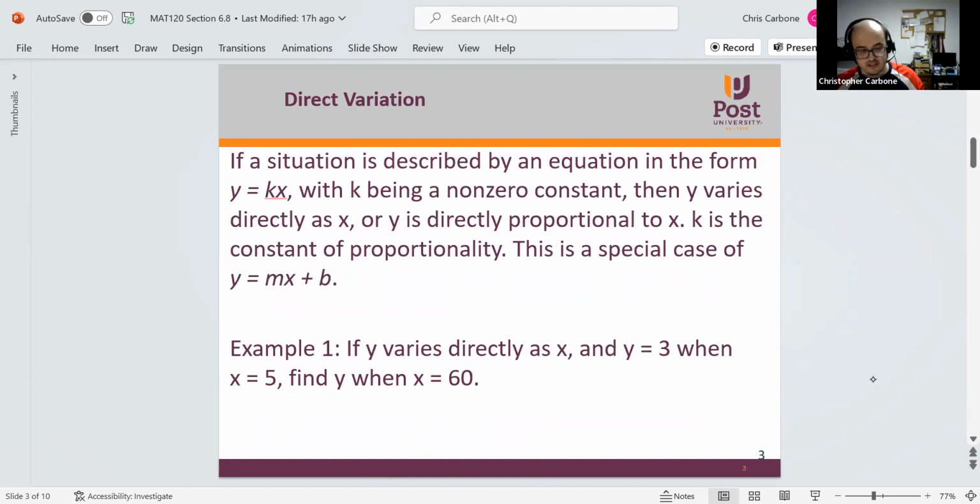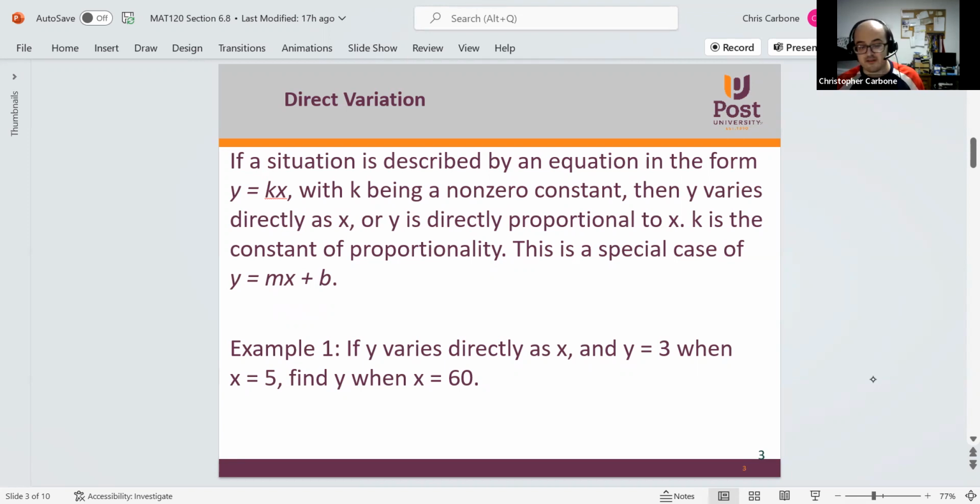So direct variation is if a situation is described by an equation in the form of y is equal to k times x, with k being a non-zero constant, then y varies directly as x, or y is directly proportional to x. K is the constant of proportionality, and this is referred to as a special case of our linear equation formula, y is equal to mx plus b.